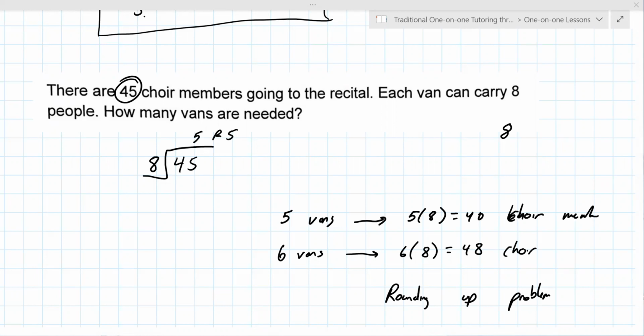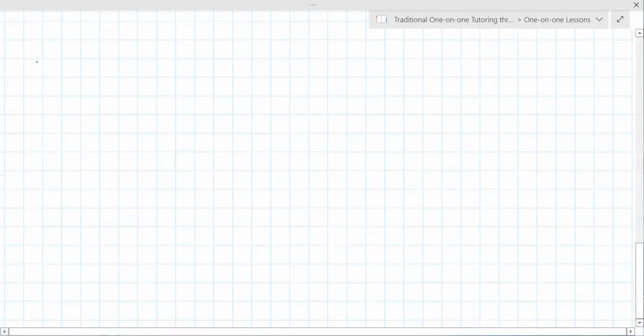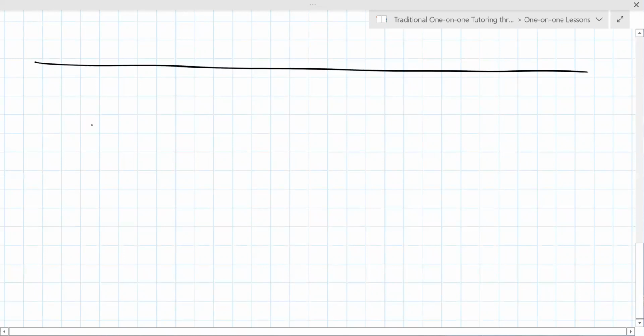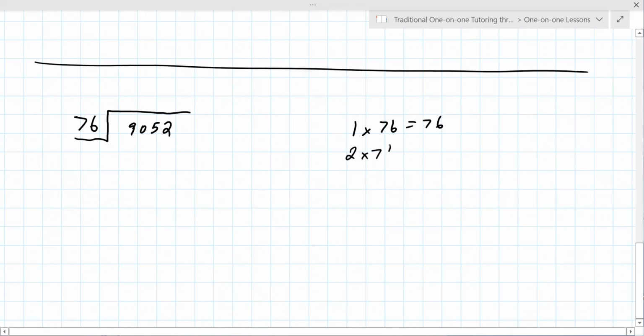All right, let's go back to some division problems. I'm seeing 76 into 9,052, and 1 times 76 is definitely 76. 2 times 76, so you're doubling or adding. With even numbers like 6, you can just double it, but somehow you get to 152. I know that one's wrong, I think.